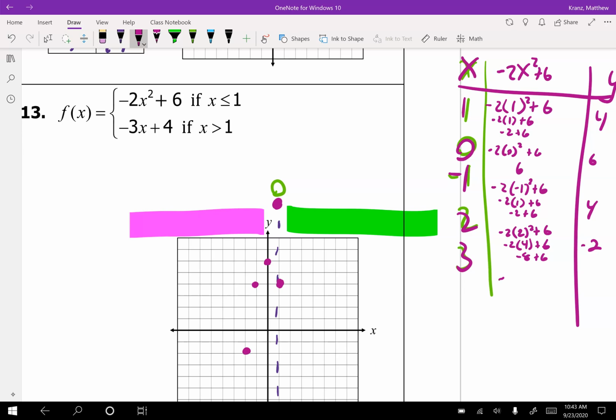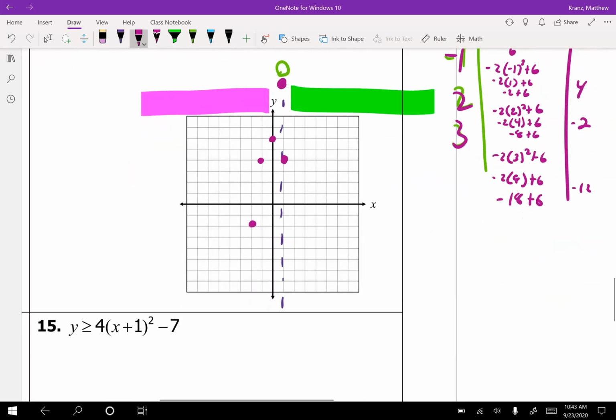And then finally, negative 2 times 3 squared plus 6. Well, negative 2 times 9 plus 6 is negative 18 plus 6, which is negative 12. So 3, negative 12 would be my next point, which would be somewhere over here. So we see that our parabola is doing one of these.